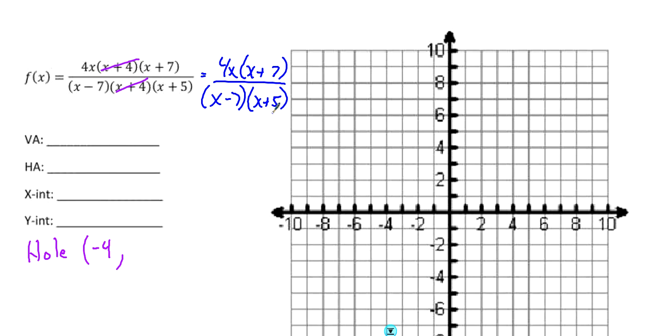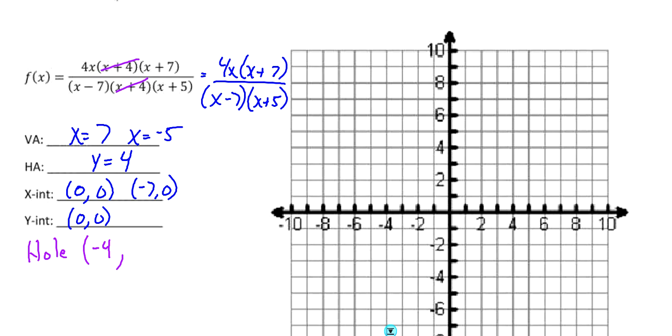So the numerator gives us our x-intercepts, at 0, 0, which means my y-intercept is 0, 0, and at negative 7, 0. The bottom gives me my vertical asymptotes, so x equals 7, x equals negative 5. Powers are equal, so we use the coefficients, so y equals 4 over 1, which is 4.